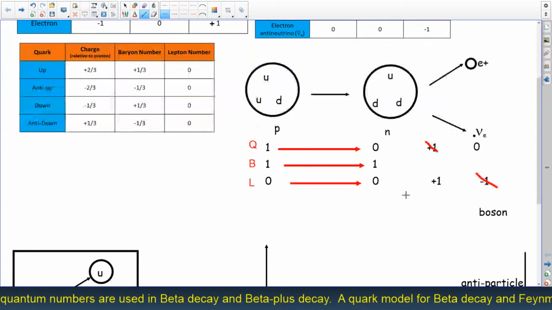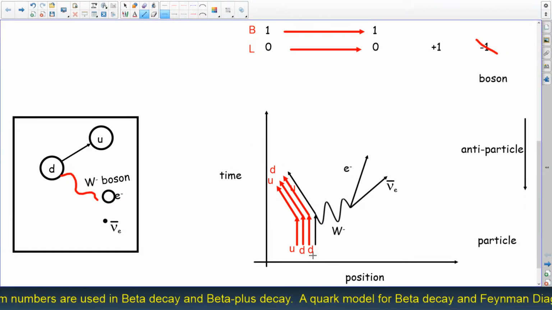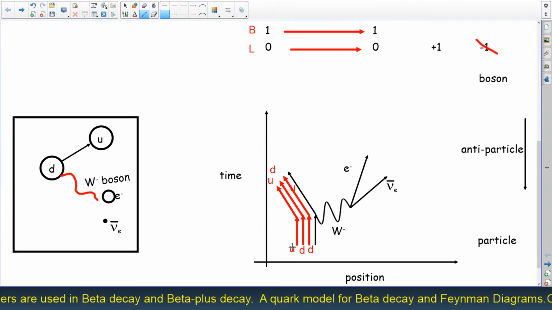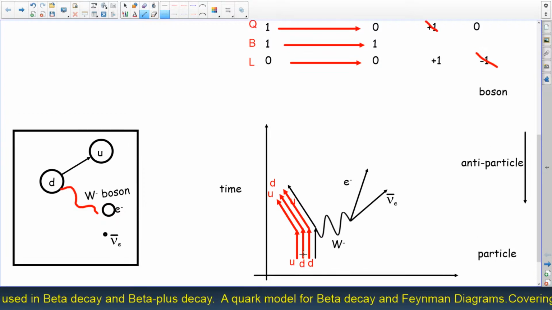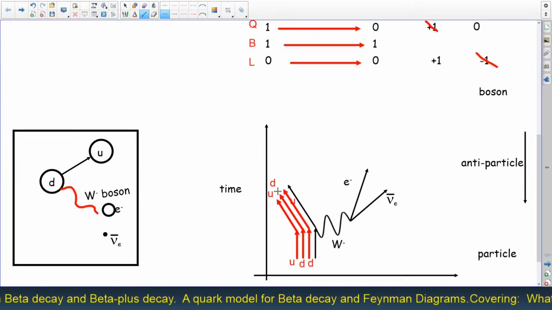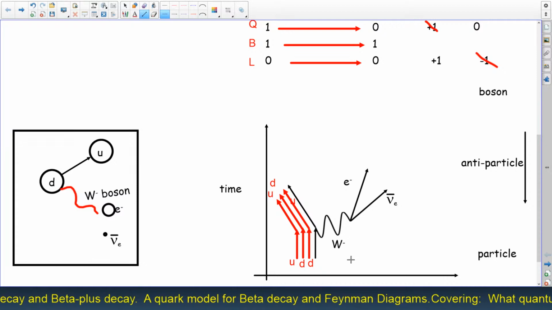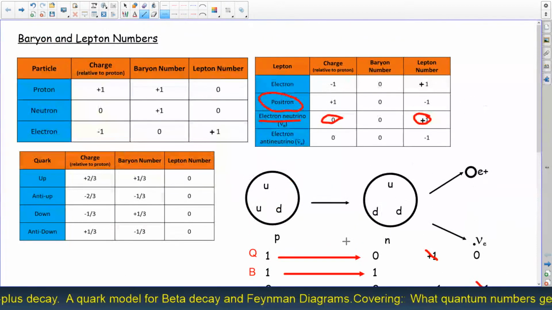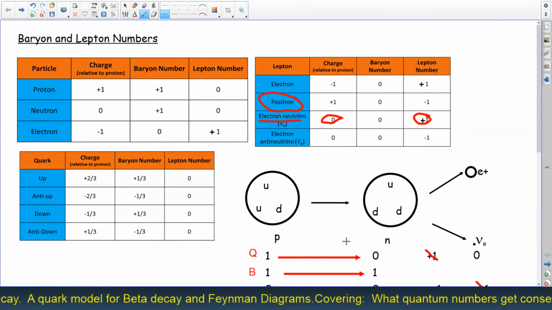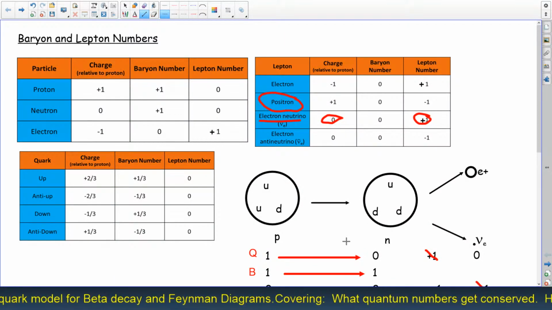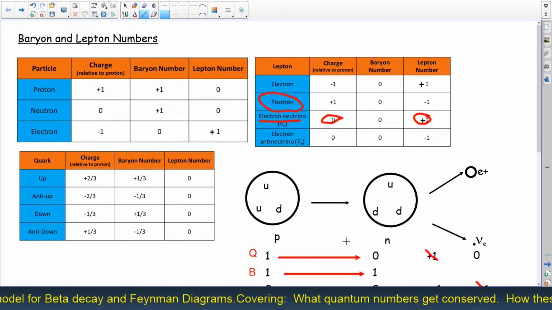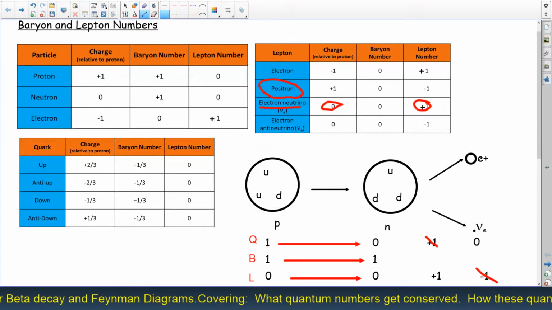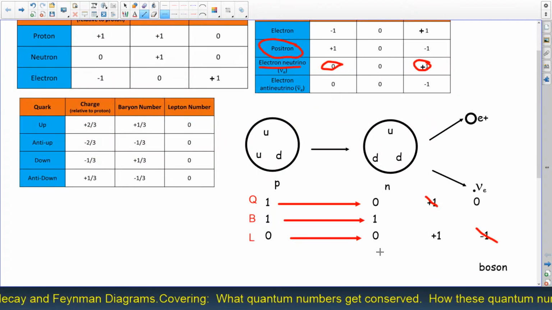And the mechanism is pretty much exactly the same, except here we have the up, up, down becomes an up, down, down, and the boson responsible is a W+. All right, so that's it. You understand beta decay. You understand it by the quark model. You hopefully understand that Q, B, and L must be conserved in any reaction.